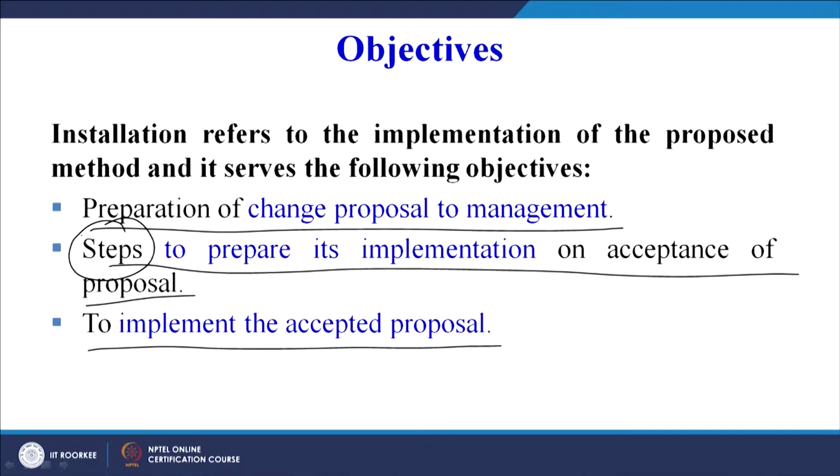So what can be done at the installation stage to make it successful? A change proposal can be made which can be put up to the management. Then another thing is, it cannot be done in an abrupt manner, it cannot be done in a very haphazard manner. There have to be steps to prepare its implementation on the acceptance. Once the management approves the change, it must be a step by step procedure for its implementation, and once we have developed those step by step procedures, the final stage is to implement the accepted proposal.